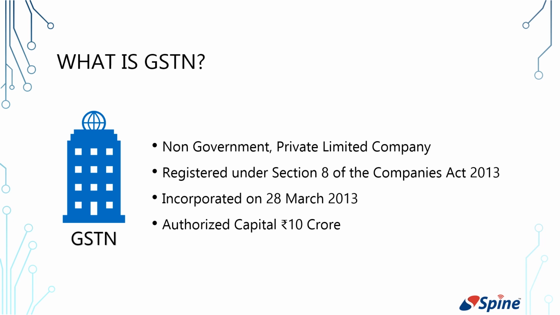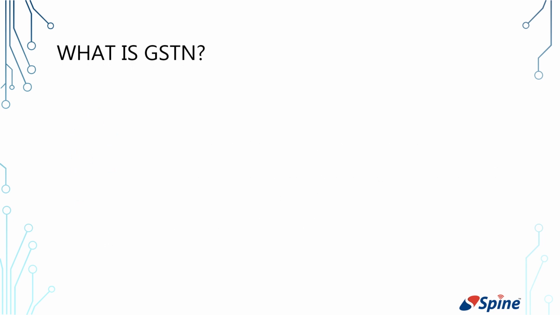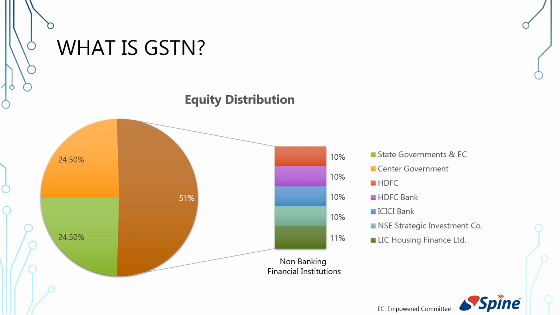GSTN is a non-government, not-for-profit private limited company. It was incorporated on 28th of March 2013 and has an authorized capital of 10 crore rupees. Talking about the equity distribution, the center and the states are the majority stakeholders of GSTN, with the center having a 24.5% stake and all of the states combined having a stake of 24.5%. The rest 51% stake is with non-banking financial institutions like HDFC, ICICI, NSE and LIC as shown.